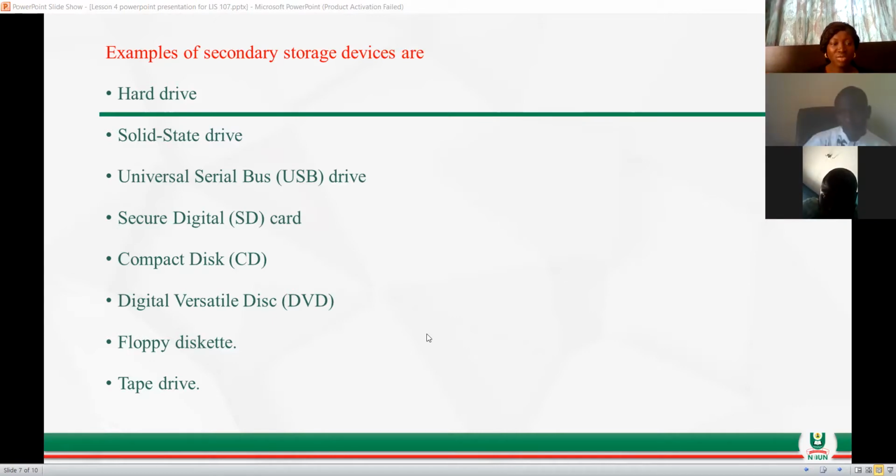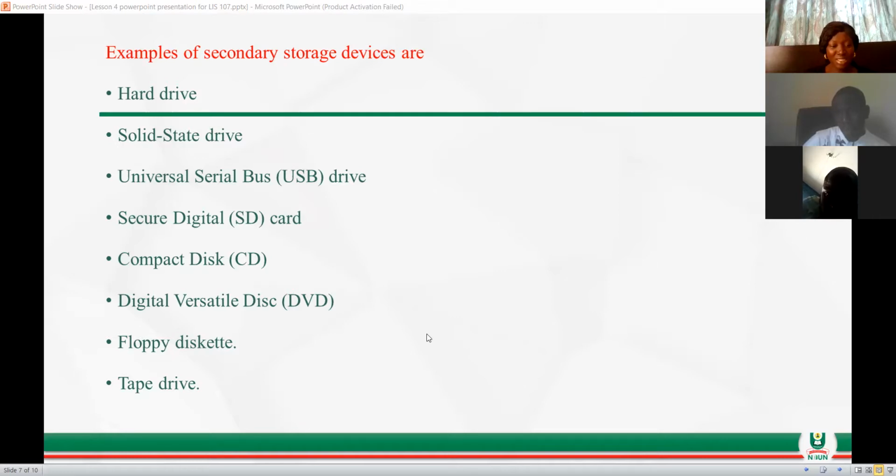So another storage device we have is the SDC. We call it the secure digital card. A lot of times that's what we call our memory card. Everybody calls it memory card. We're all guilty of that. How many of you have put a memory card in your phone to boost the memory?